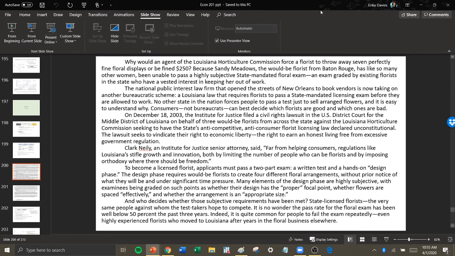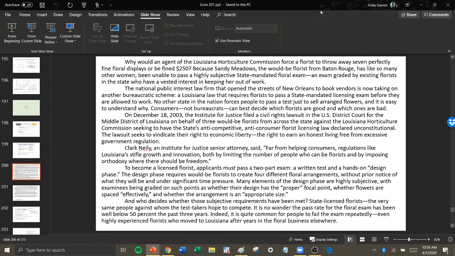You can see the problem. Clark Neely, an Institute for Justice senior attorney, said, "Far from helping consumers, regulations like Louisiana's stifle growth and innovation, both by limiting the number of people who can be florists and by imposing orthodoxy where there should be freedom.